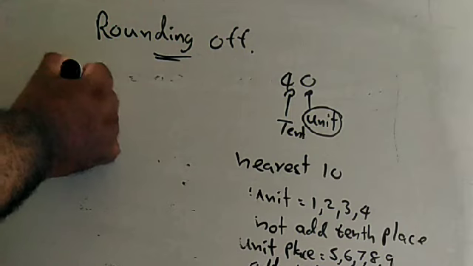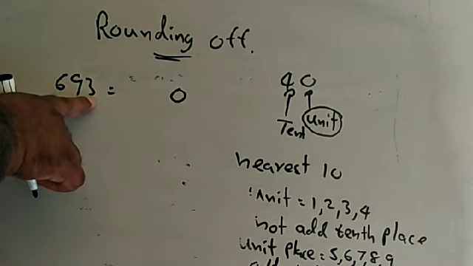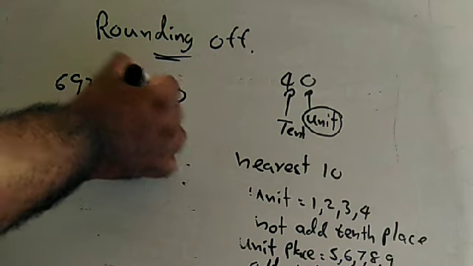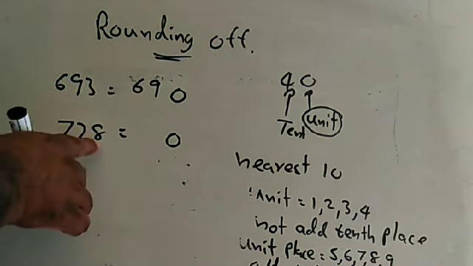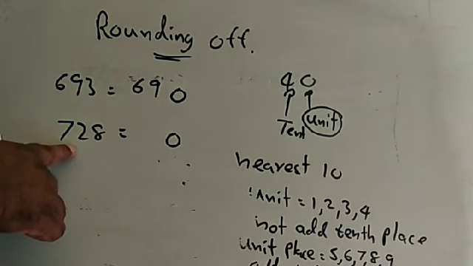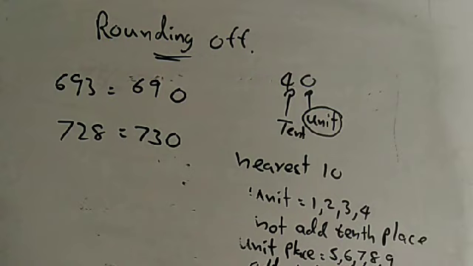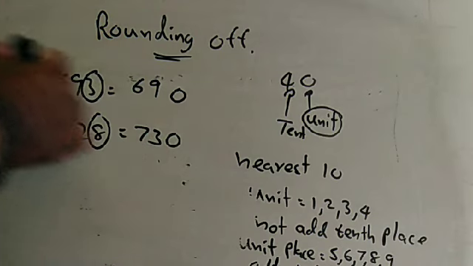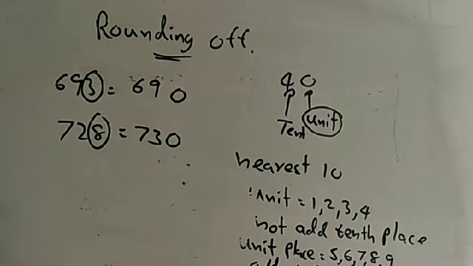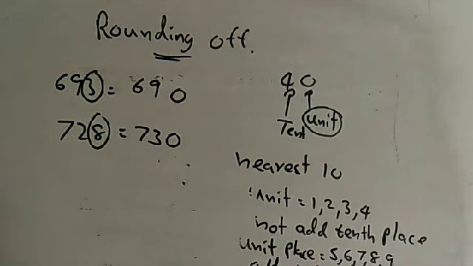Then 693, then 0, then this is below 5, so 69. Then 728, add 0, then above 5, 72 plus 1, 73. Understand? I think you can understand, you can get the answer directly using the unit place. Understand? Using the last digit, if not the unit place.